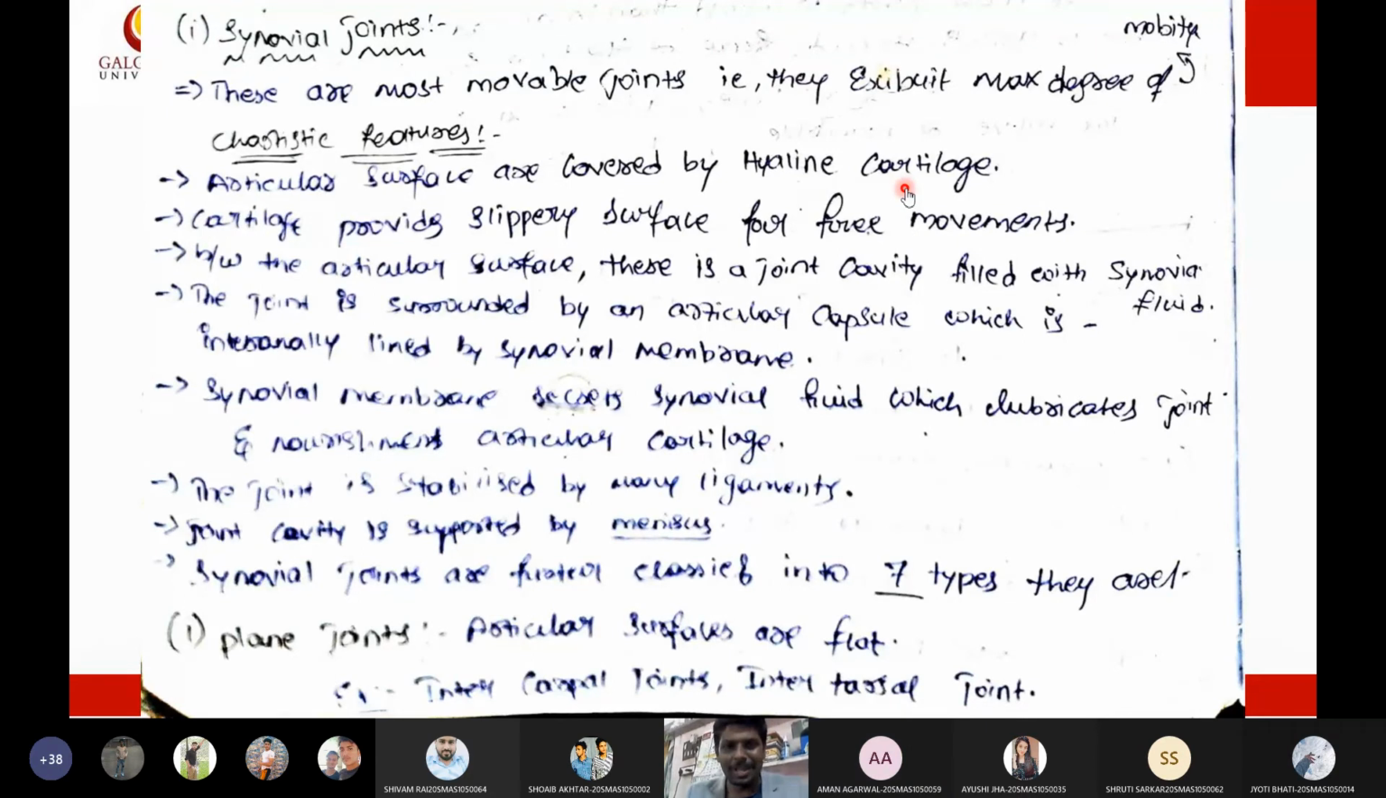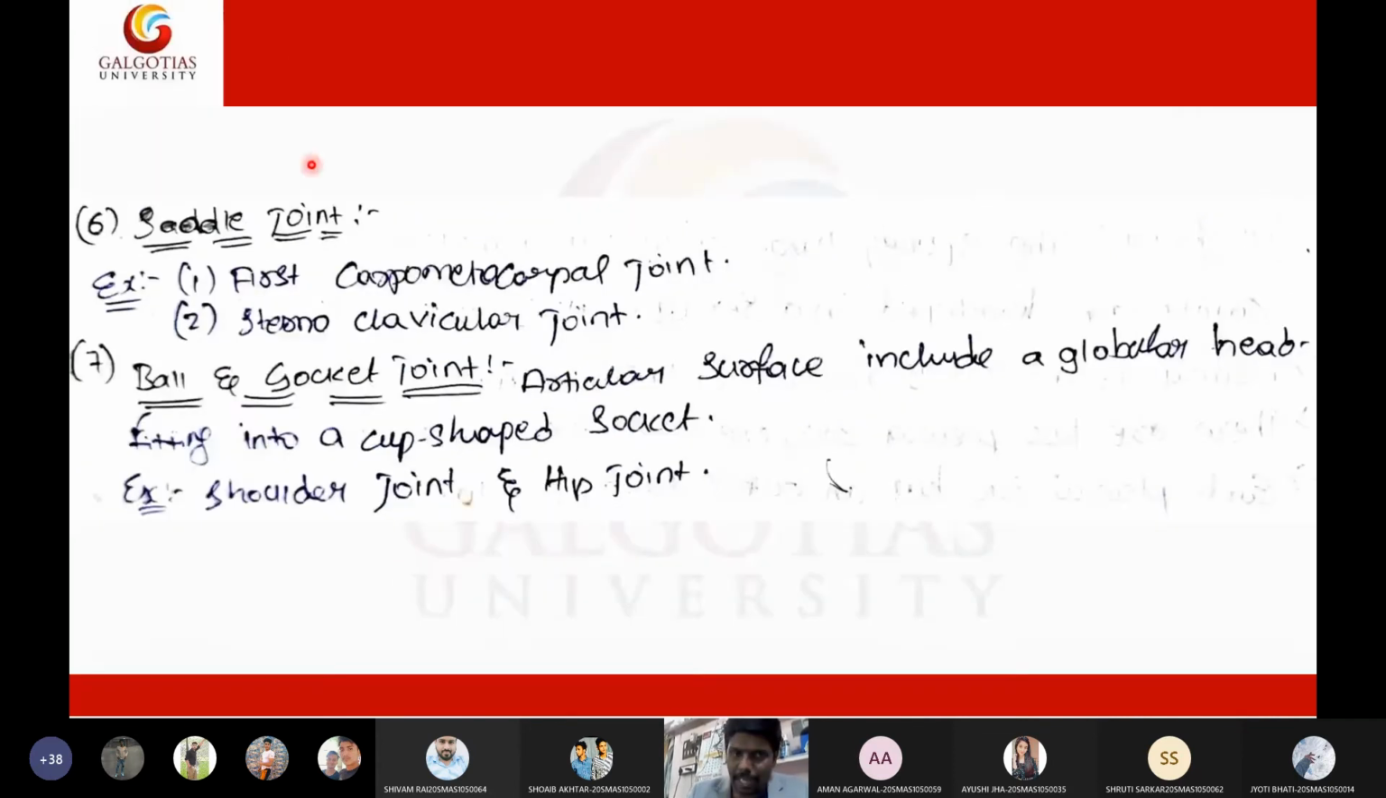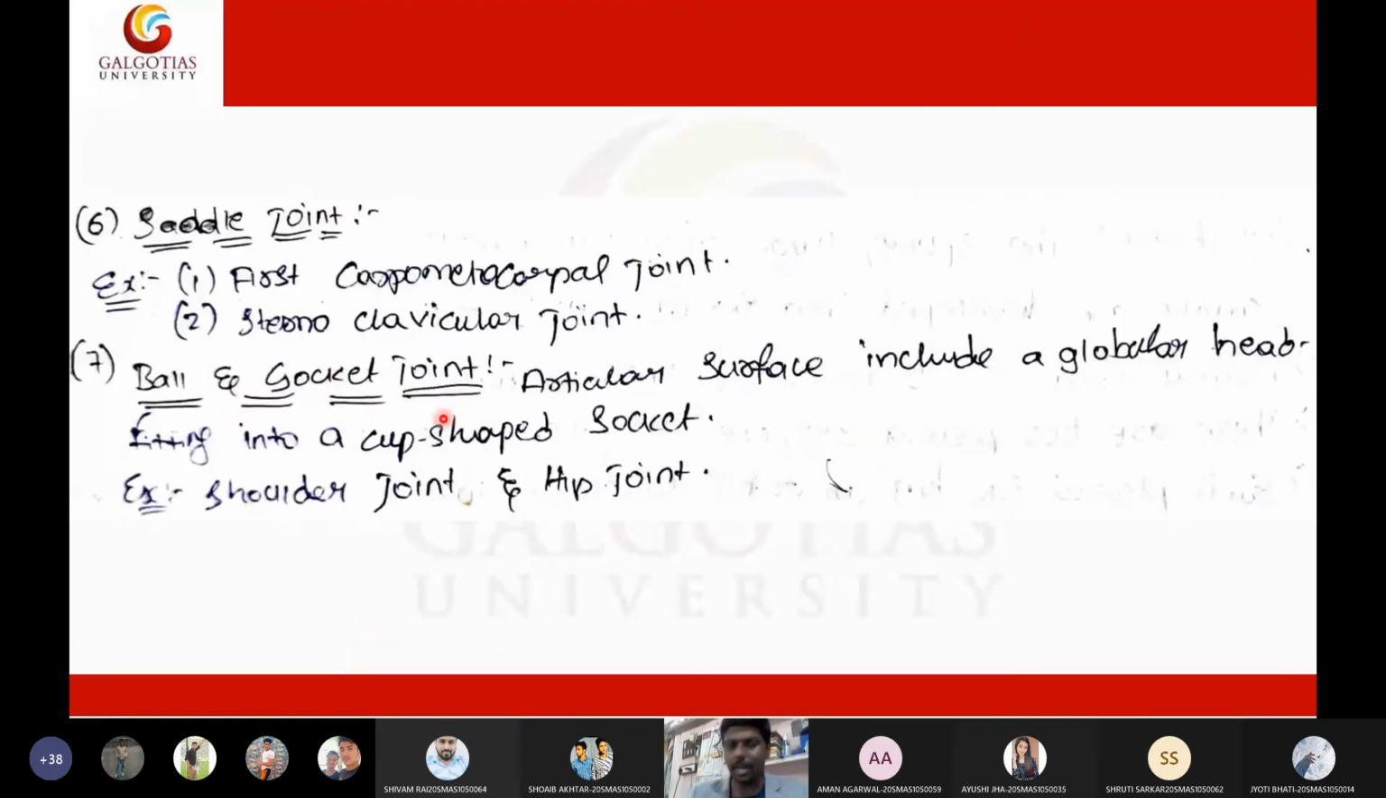Okay, fine. So let us know only the names of these synovial joints, and in tomorrow's lecture I will discuss individual features and the movement shown by the body. So first we have plane joints, then hinge joints, pivotal joints, condylar joints, ellipsoidal joints, saddle joints, and ball and socket joints. So we have plane, hinge, pivotal, condylar, ellipsoidal, saddle, and ball and socket joints.